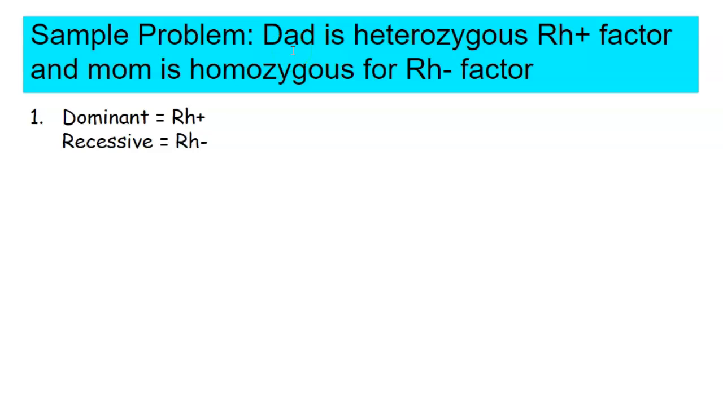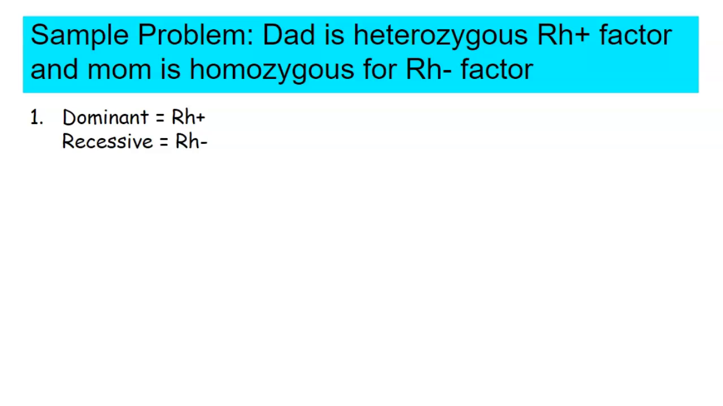Same simple kind of problems we've been doing. It says dad's heterozygous for Rh plus factor. Mom is homozygous for Rh minus factor. Just like the other blood type problems, dominant's always going to be positive, recessive is always going to be negative.